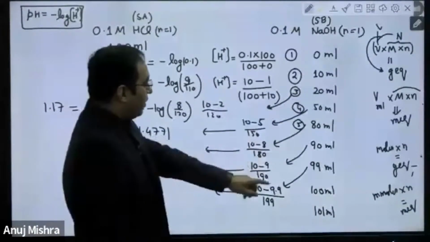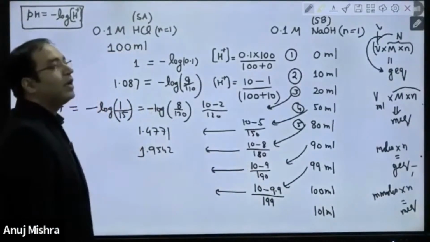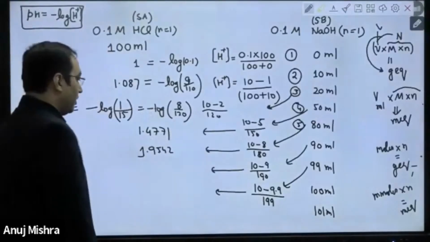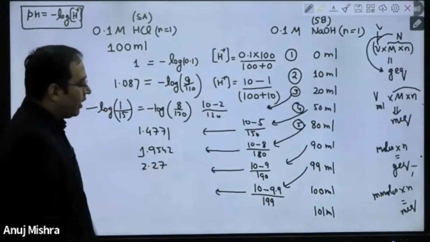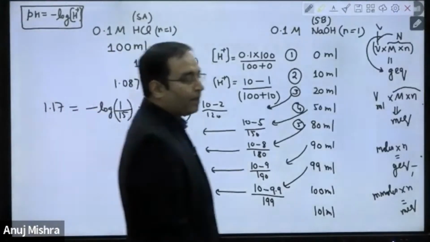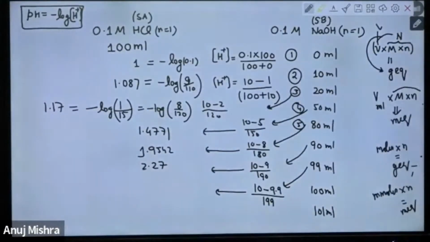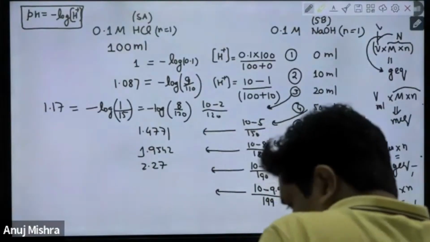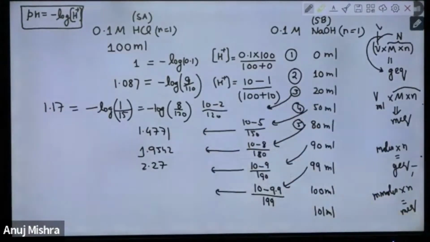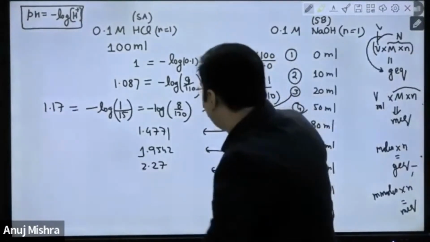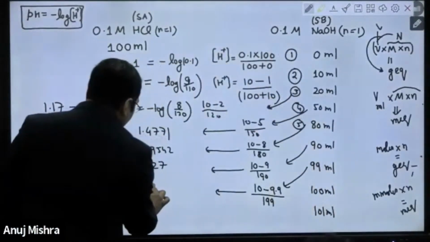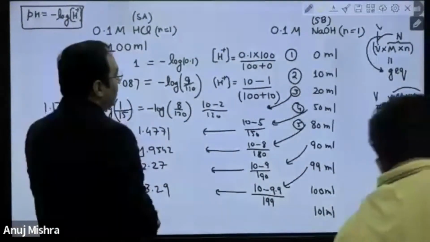10 minus 9, 1/190. 1/190 19 का निकालना पड़ेगा. कितना? 2.27. नेक्स्ट वन 99 के लिए बता दीजिए. थ्री पॉइंट टू. हाँ मैं 3.29. ठीक है, प्लीज नोट कर लीजिए सारे वैल्यू.